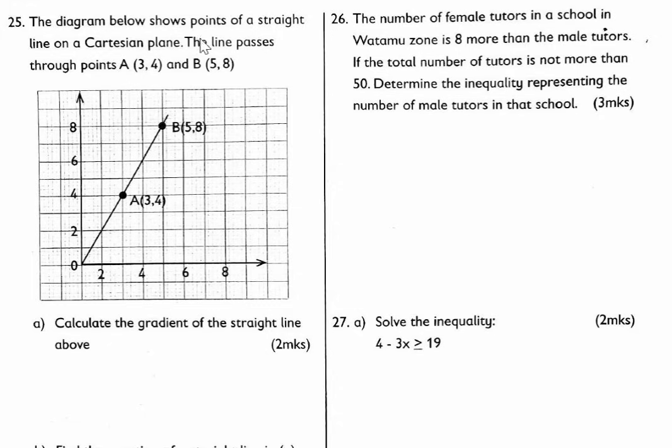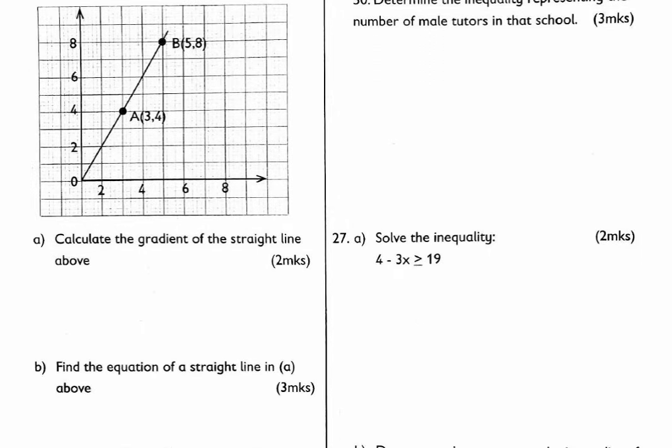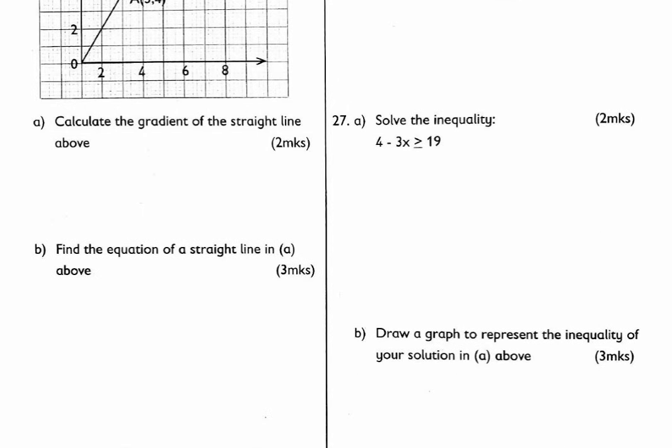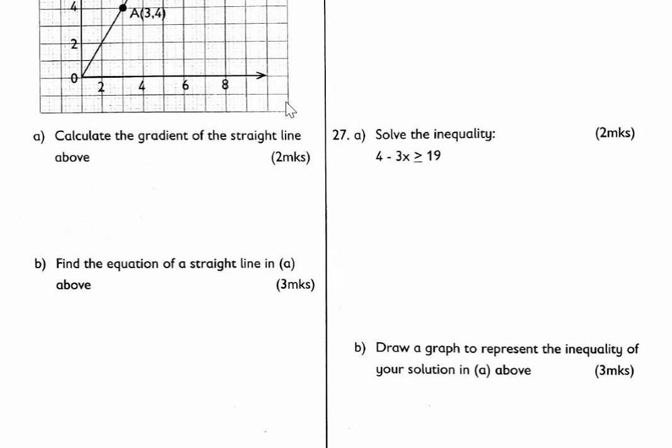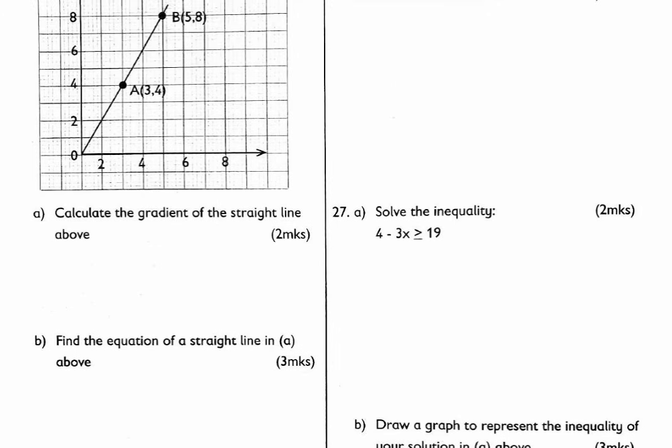The diagram below shows points of a straight line on a Cartesian plane. The line passes through points A (3, 4) and B (5, 8). Part A. Calculate the gradient of the straight line above. Part B. Find the equation of the straight line in A above. So it is very simple. We take the 2 points. Point A is (3, 4), another point B is (5, 8).